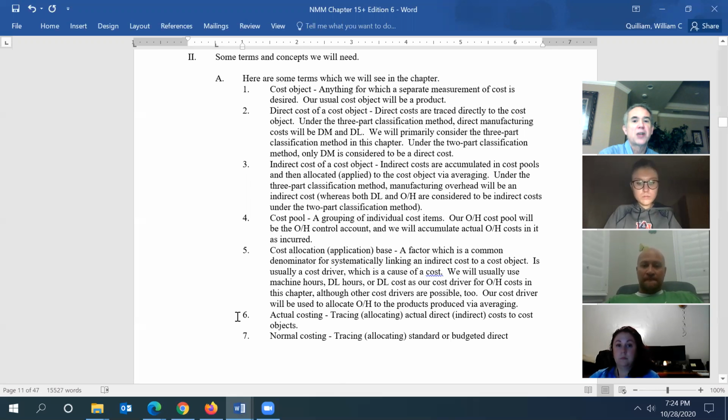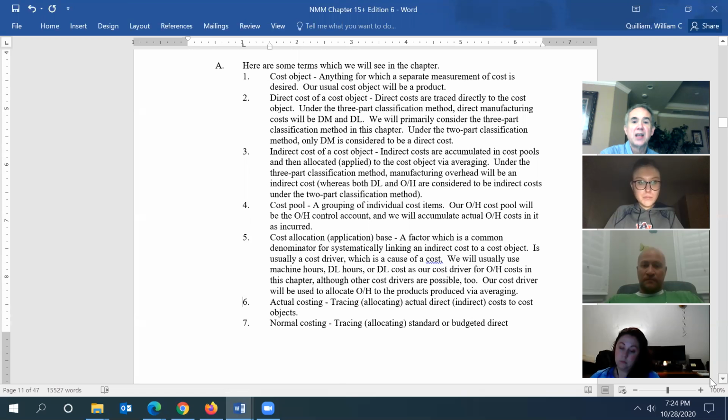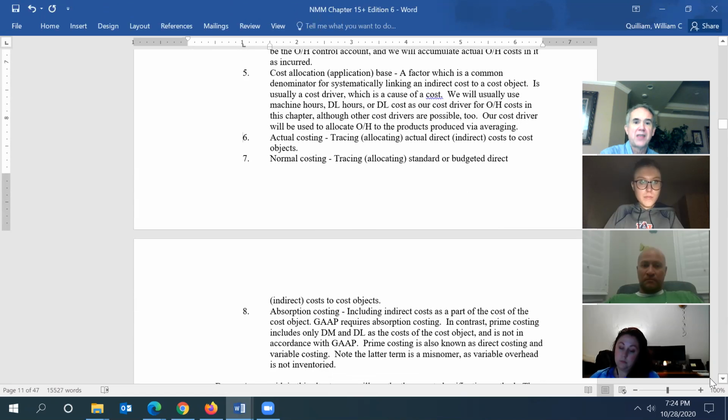Then number 6, the term actual costing. That means tracing actual direct cost to a cost object or allocating actual indirect cost to a cost object. That will be versus normal costing, which we will also see tonight, which means tracing standard, don't worry about that, or budget direct cost to cost objects, or allocating standard or budget indirect cost to cost objects.